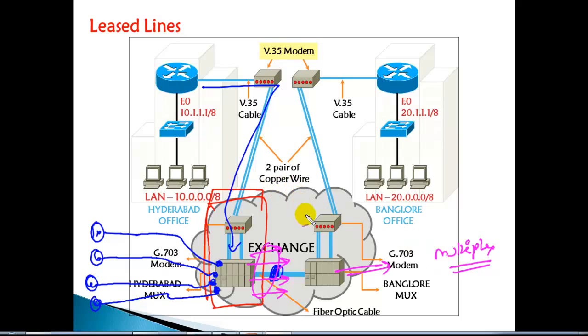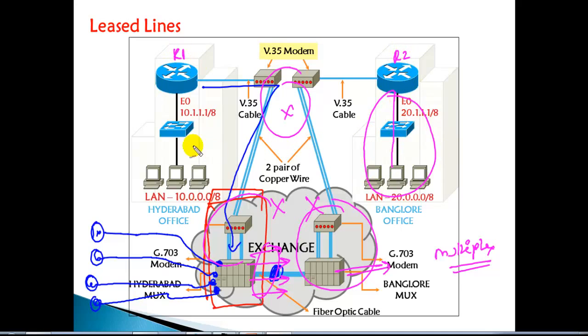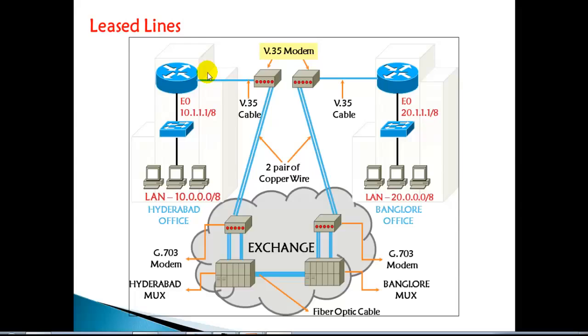So mostly we have nothing to do over here, because that is not in our control. We have nothing to do on this particular part. Our job is on router 1, on router 2, and in the LAN. And this is something given by the service provider. We are just trying to understand how the WAN connection is built by the service provider if I am taking a dedicated leased line.